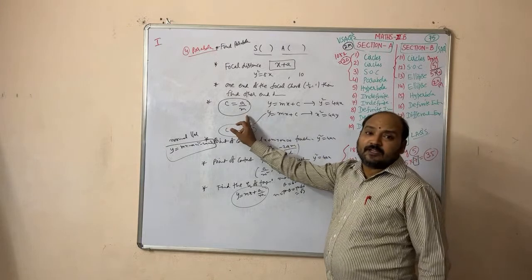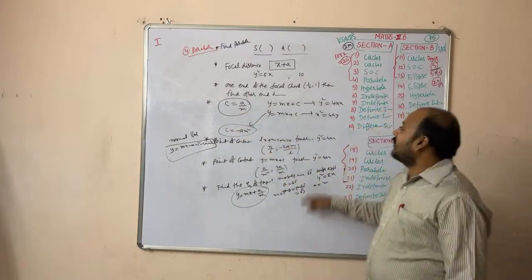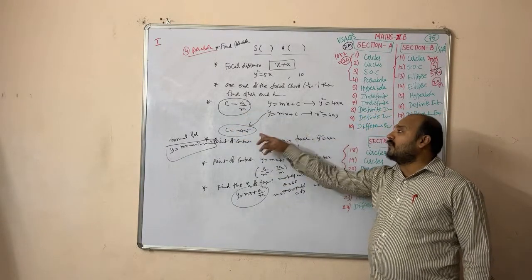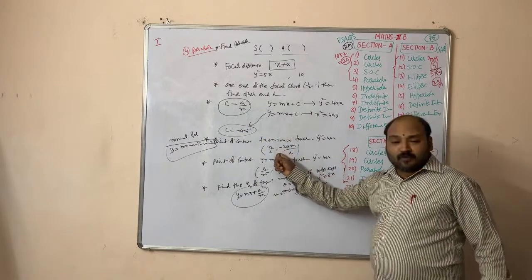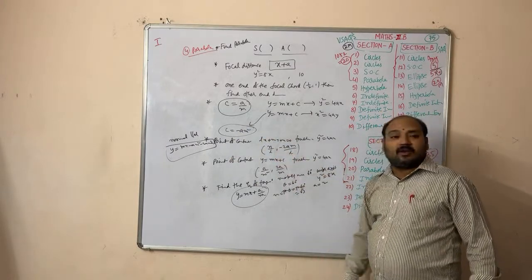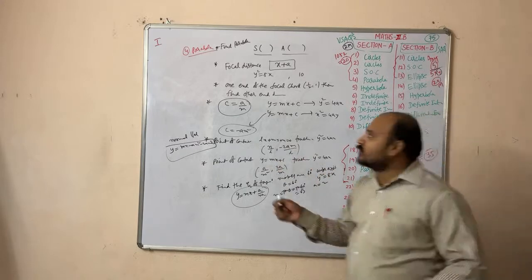So these are the possibilities for the parabola. Especially the condition for the tangent c is equal to a by m, and for x square is equal to 4ay, c is equal to minus am square. Point of contact (n by l, minus 2am by l). Equation of tangent and normal also we can calculate.